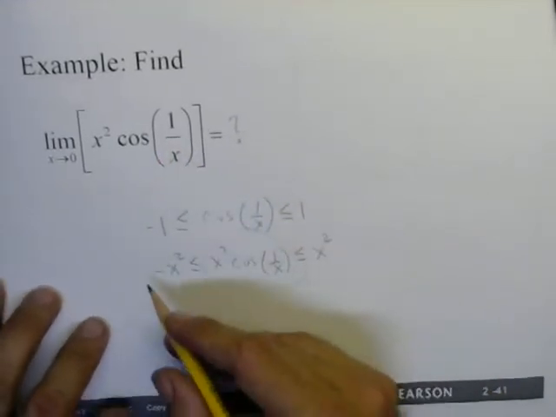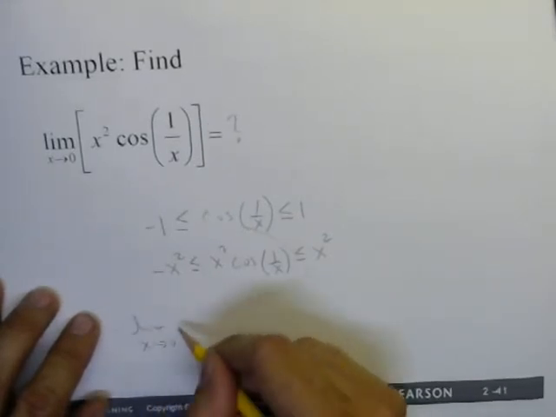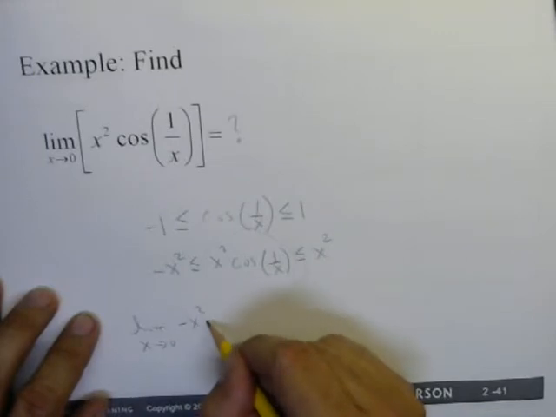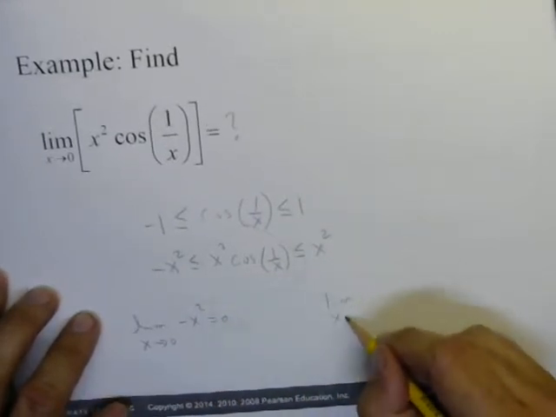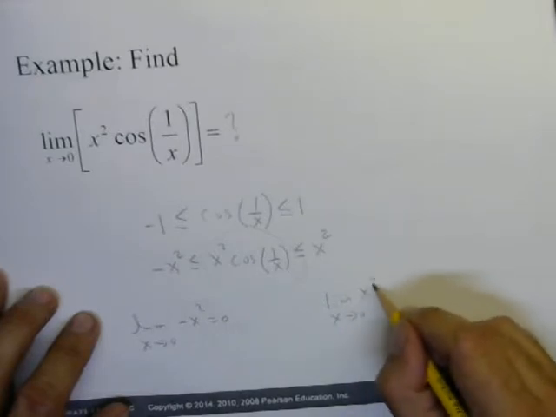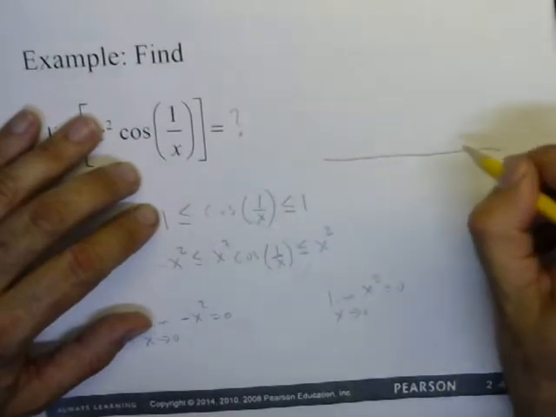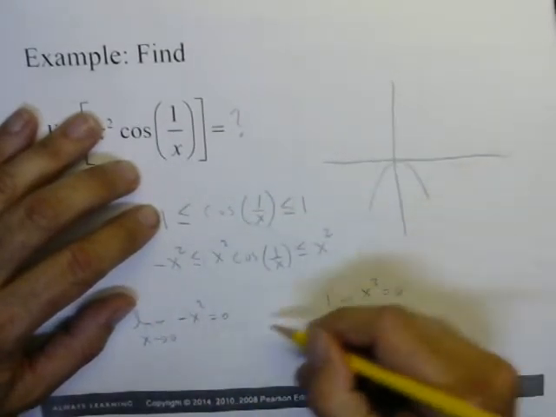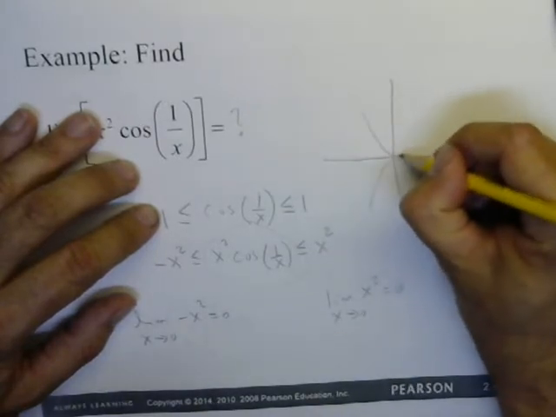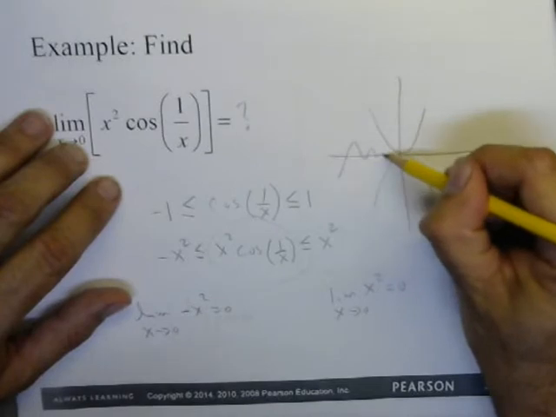So let's ask ourselves, what's the limit as x approaches 0 of this function? Well, that's 0, right? What's the limit as x approaches 0 of this function? Well, that's also 0. So these two functions approach the same height. We could even draw a rough sketch here. This is just a parabola that opens downward, the minus x squared and the positive x squared. Who knows what this function even looks like? It's a trig function, so it's probably wiggling around in here.